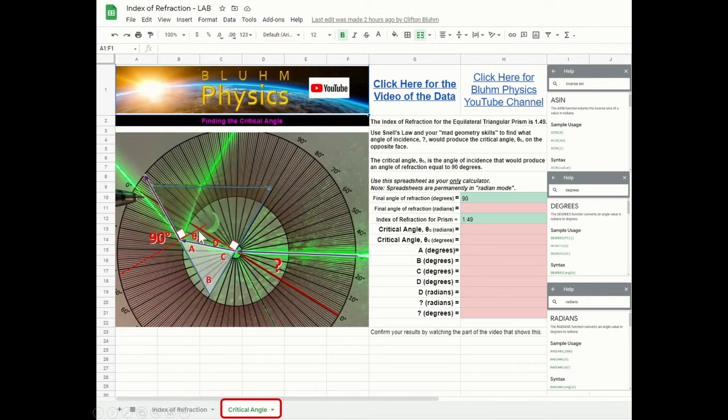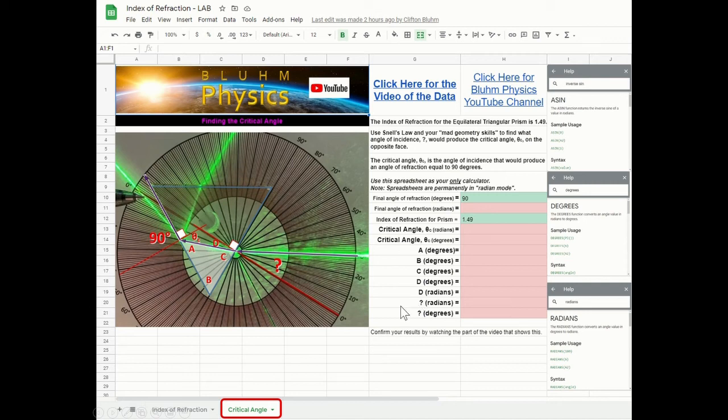Now the critical angle is the angle that we have to be incident upon this surface to make it refract at 90 degrees on this surface. Now, in this example, it was 30 degrees, but it didn't quite refract at 90 degrees. It came out a little less than 90 degrees.